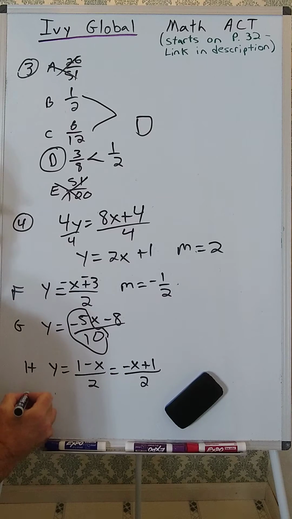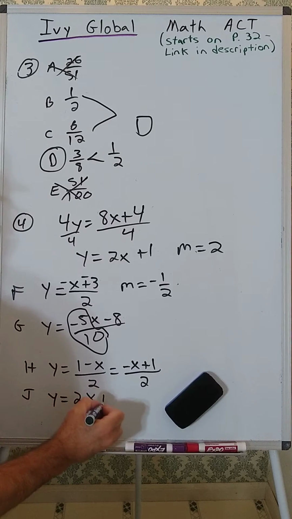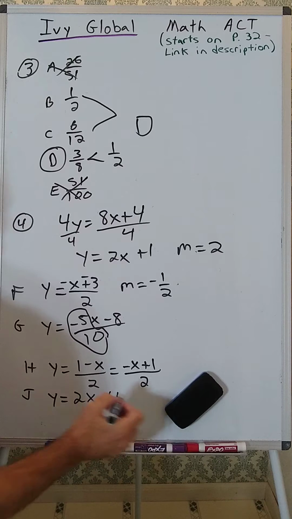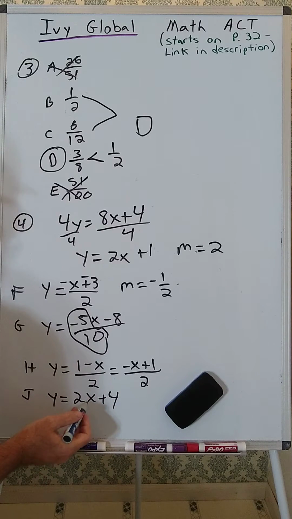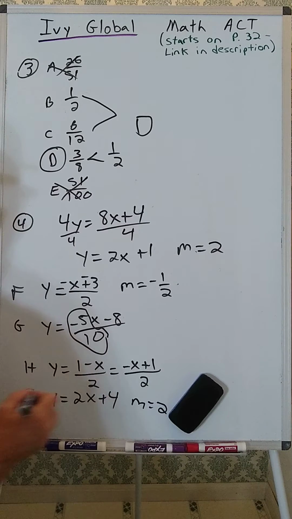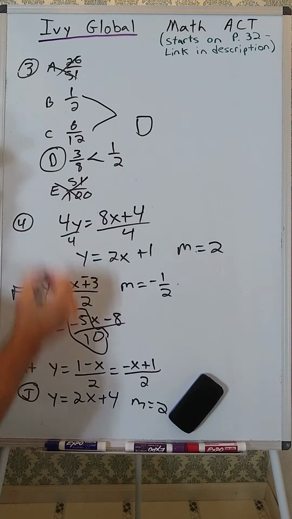And then in j, I see y equals 2x plus 4. Okay, I see the coefficient of x is 2, so x is being multiplied by 2. Slope is 2. So I'm almost positive this is the right answer. I take a look at k. I see negative 1/2 times x. Slope's negative 1/2. So yes, J is the correct answer for 4.